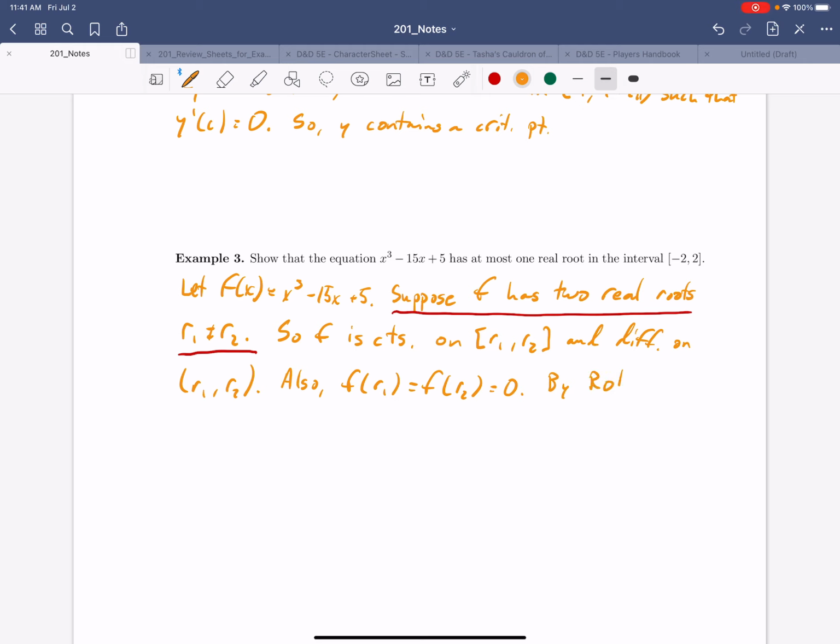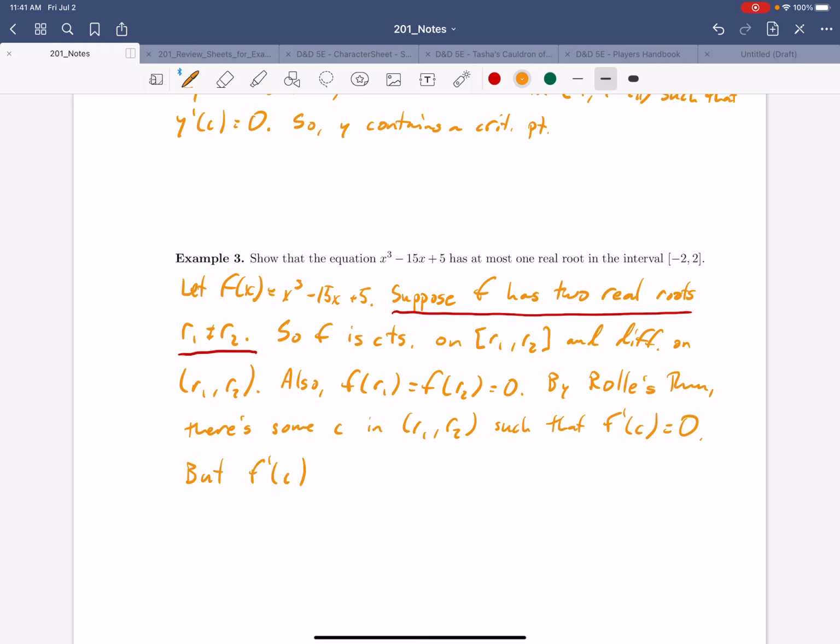So by Rolle's theorem, there's some c in the open interval R1 to R2, some c between R1 and R2, such that f prime of c equals 0. Okay? But let's take a look at this. What is f prime of c?